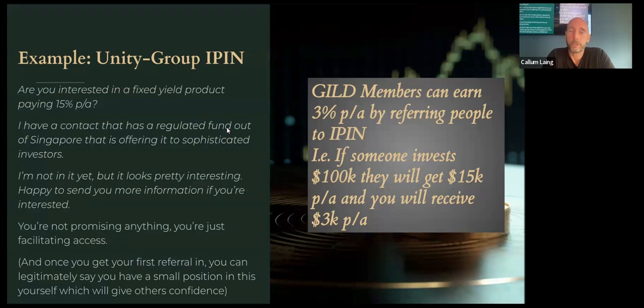If they put a million in, you'll get 30,000 a year for the duration of the contract, which is 5 years. So it's a very nice little earner if you've got people in your network that would be interested in that. Again, your job is not to sell it. Your job is just to connect the potential buyer with the potential seller.